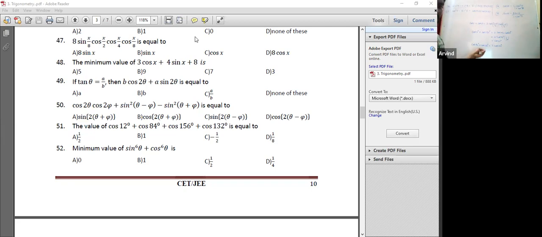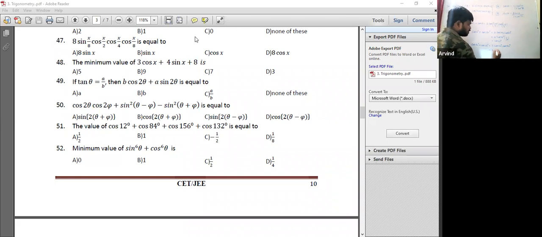In cos, you can do smaller minus bigger or bigger minus smaller. In cos it doesn't matter, but in sin it matters. So 156 minus 84. 15 minus 8 is 7. So it becomes cos 72 degrees. If I'm not wrong, it is cos 72 degrees.